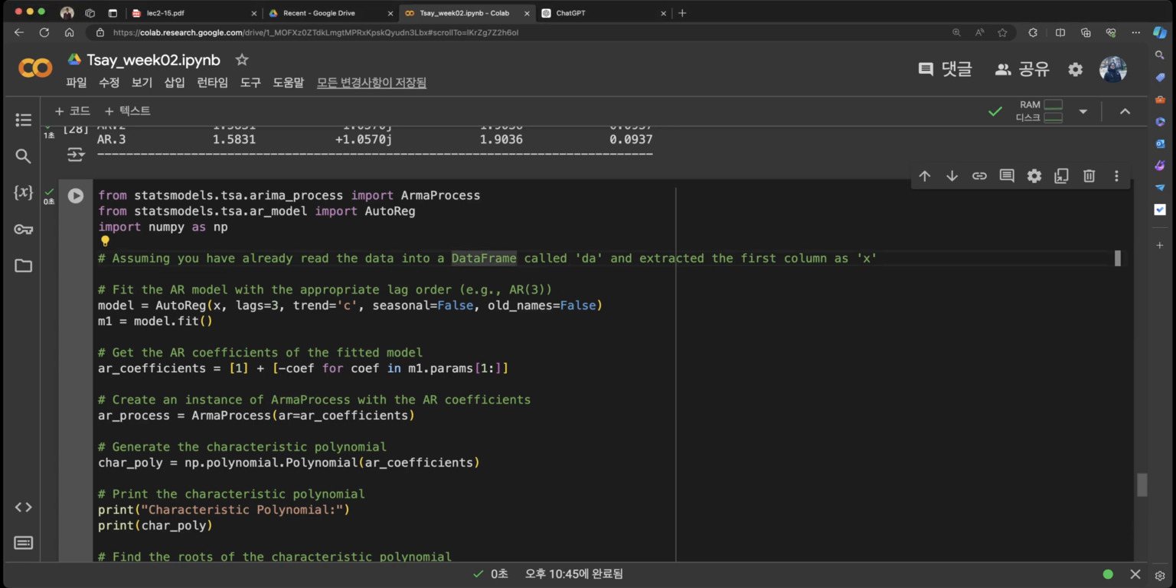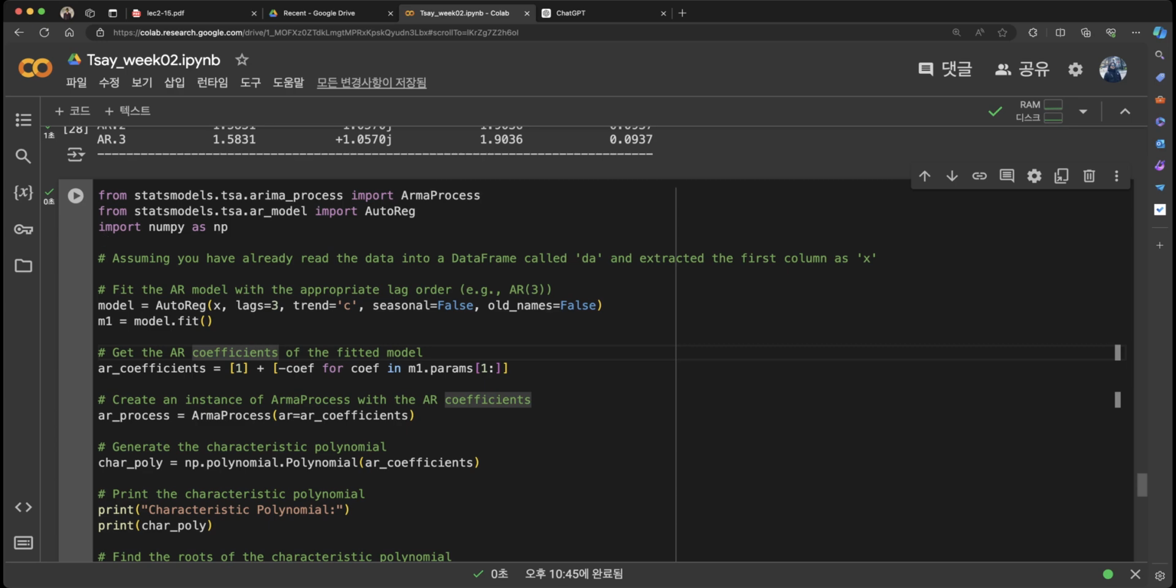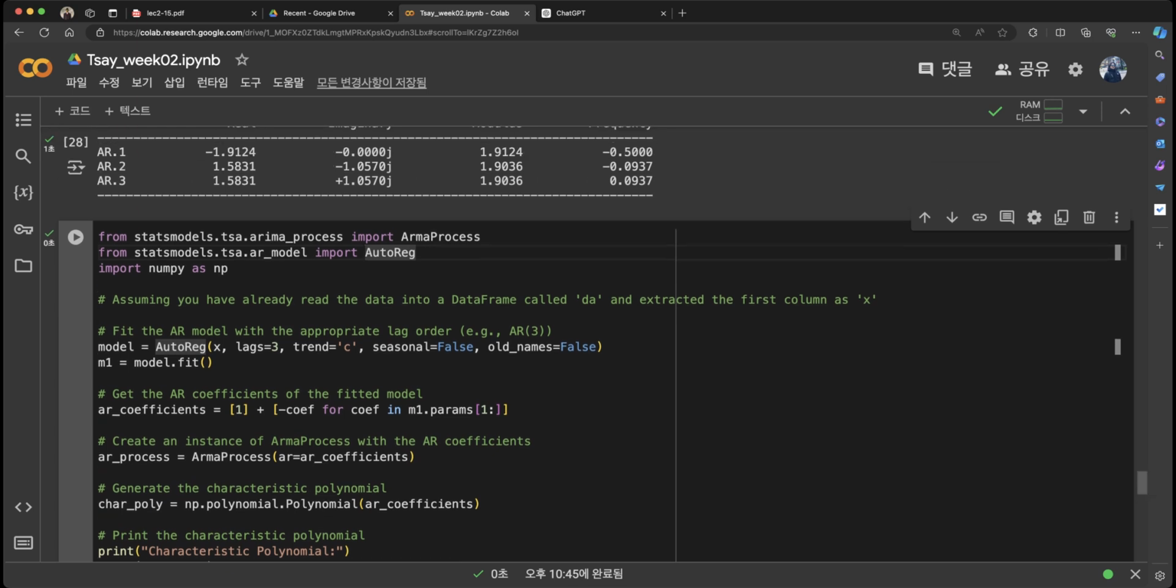Hello. Let's continue. In the last video, there was ambiguity in the code, so let me clarify the ARIMA process. We import the module here, ARIMA process and autoregression. Then assume that we already read the data into a data frame called DA and extracted the first column as X here.